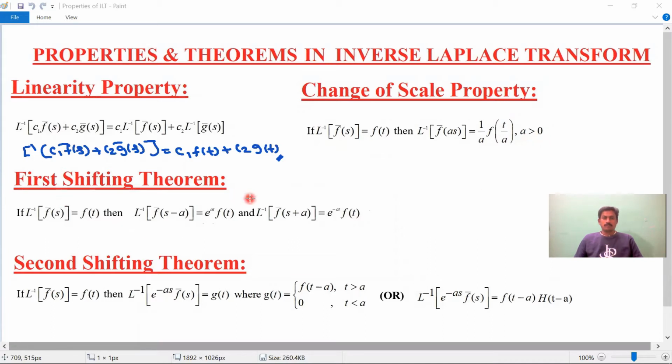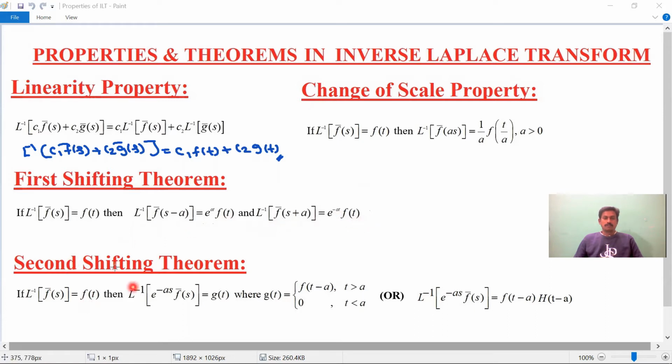First shifting theorem. If L inverse of f bar of s equal to f of t, then L inverse of f bar of s minus a equal to e power at into f of t, and L inverse of f bar of s plus a equal to e power minus at into f of t.